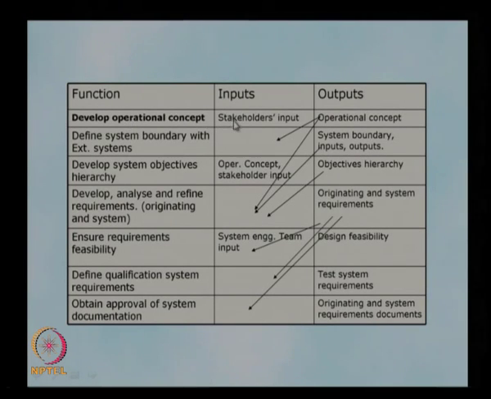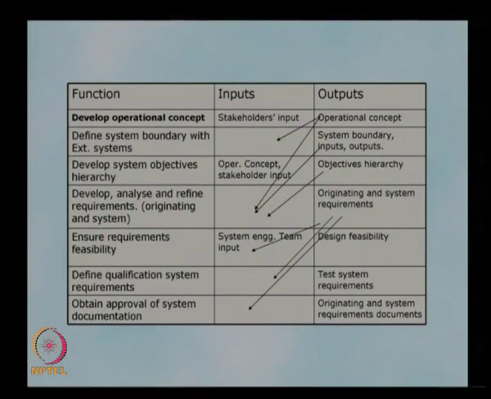Once we have this, we use the operational concept as an input and define the system boundary with external systems. Since every system interacts with external systems, we need to identify what our focus is. That becomes our system of interest, and everything interacting with the system we define as external systems. This helps us mark a boundary within which we need to design the system.